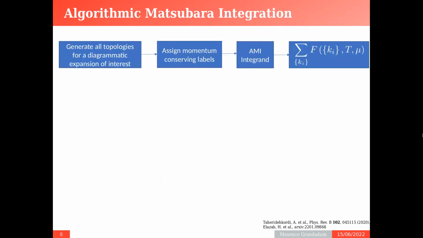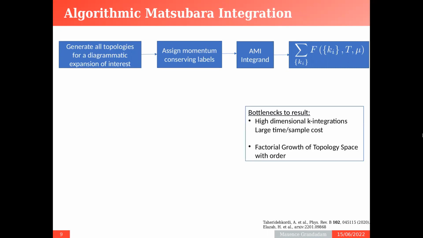The scheme is very simple. We generate all the diagrams for a quantity that we want to compute. We also assign all the momenta, respecting the conservation laws for momentum, spin, or energy, and so on, depending on our interaction. Then we use the residue theorem iteratively to get an analytical expression for all the diagrams we started with. We are left with an integrand that only depends on internal momentum and some external parameters such as temperature or chemical potential, which we integrate numerically.